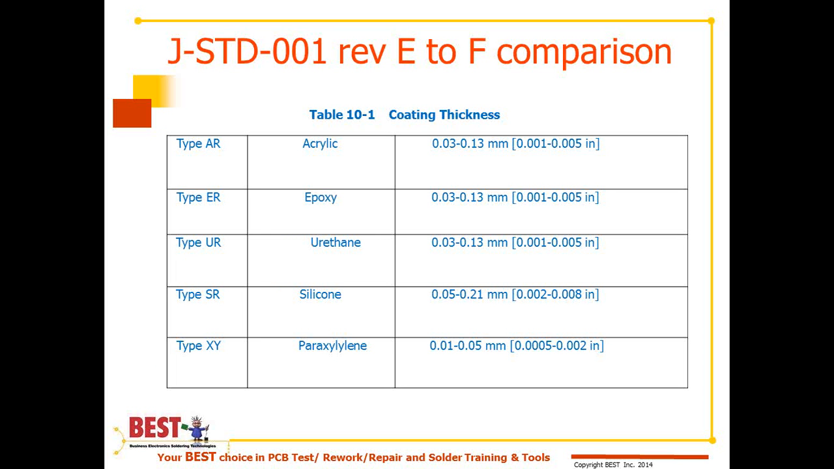So here's Table 10-1. These are our thicknesses. And basically, they've changed this very little. It's just the tables we had before. They just rounded the numbers out a little bit, I think, on the inches side.